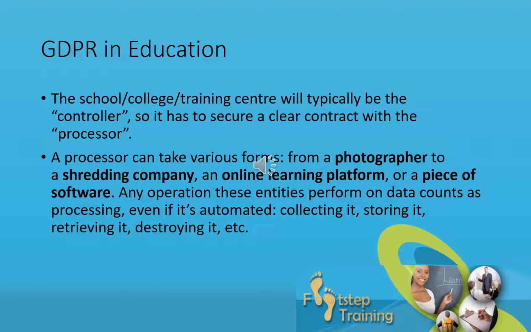In education, the school, college or training centre will typically be the controller, so it has to secure a clear contract with the processor. A processor can take various forms, from a photographer to a shredding company, an online learning platform or a piece of software. Any operation these entities perform on data counts as processing, even if it's automated. This includes collecting it, storing it, retrieving it, destroying it, and so on. Can you think of any data processes you deal with in your place of work?